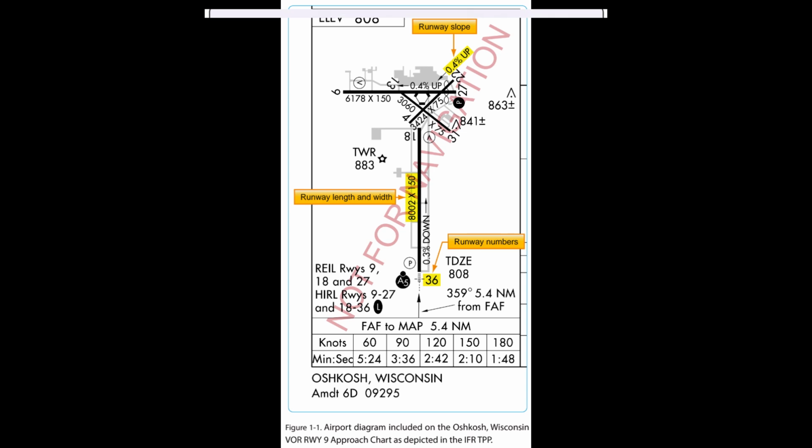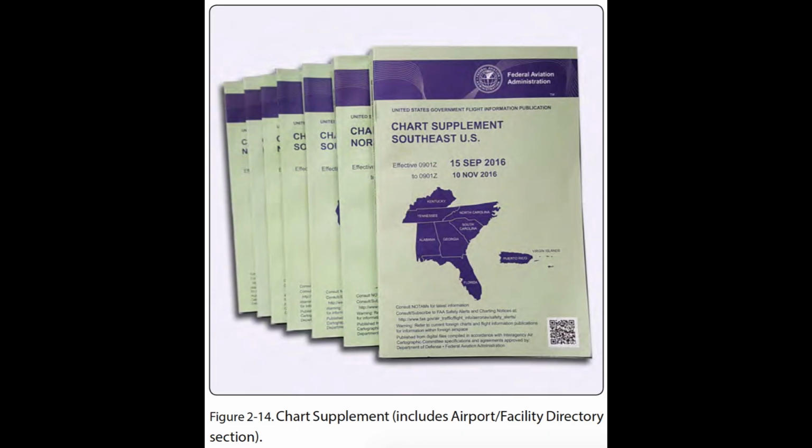Chart Supplements, CS. In recent years, the former Airport/Facility Directory, A/FD booklet was incorporated as a section in the Chart Supplement, CS. Figure 2.14. The Chart Supplement, CS, is published by Aeronautical Information Services in regional booklets and online at https://www.faa.gov/air_traffic/flight_info/aeronav/digital_products/DAF/. The online version is known as the Digital Chart Supplement, DCS.